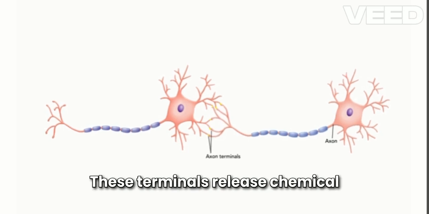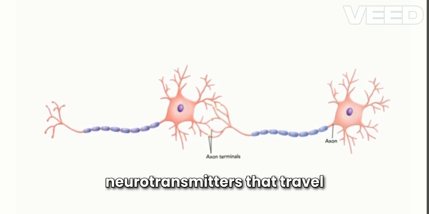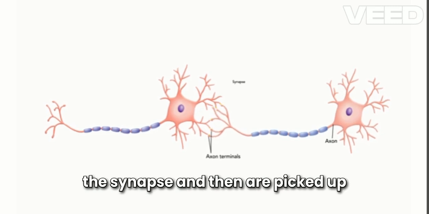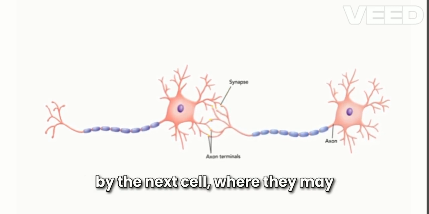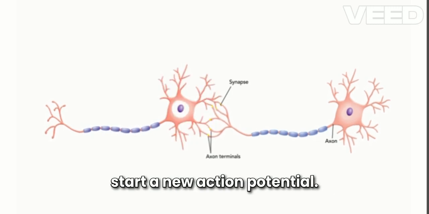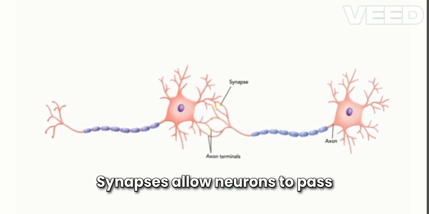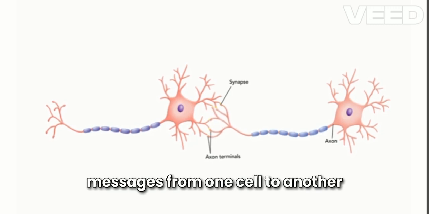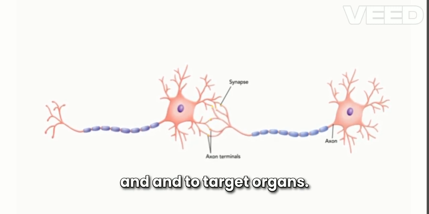These terminals release chemical neurotransmitters that travel across a short space called the synapse and then are picked up by the next cell, where they may start a new action potential. Synapses allow neurons to pass messages from one cell to another and to target organs.